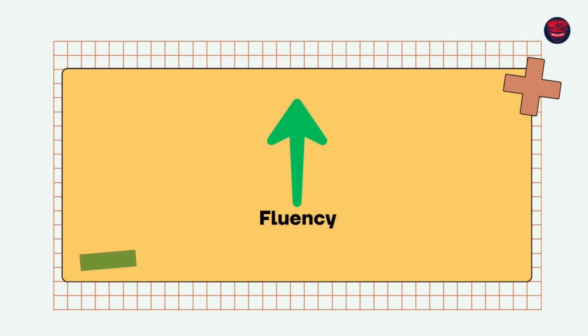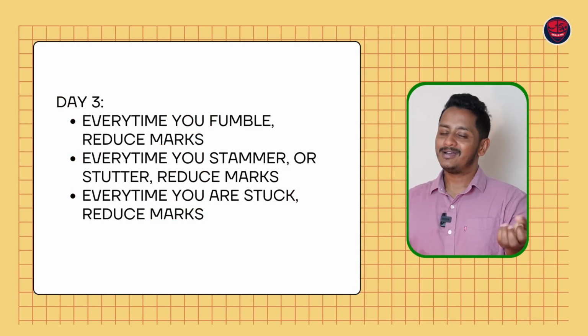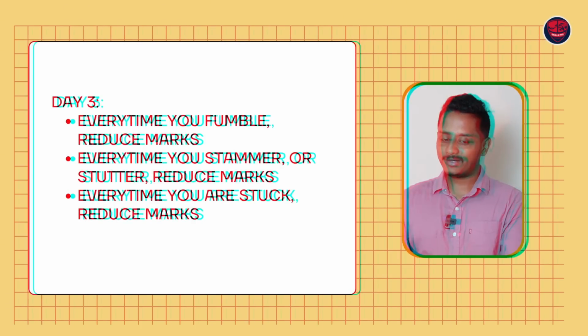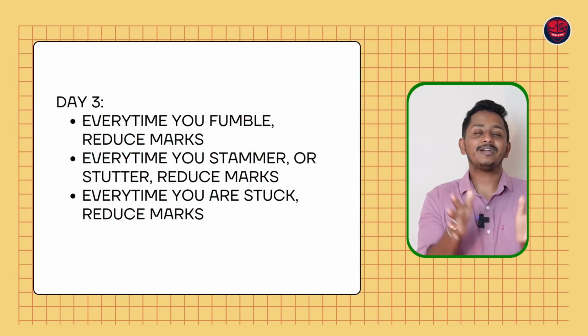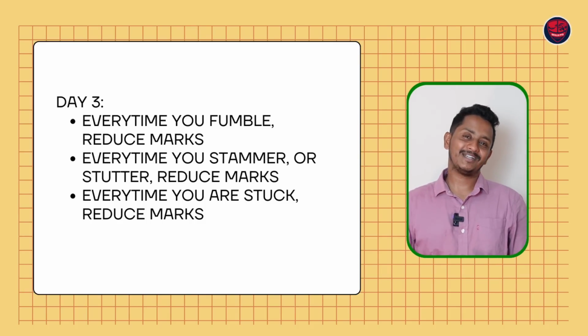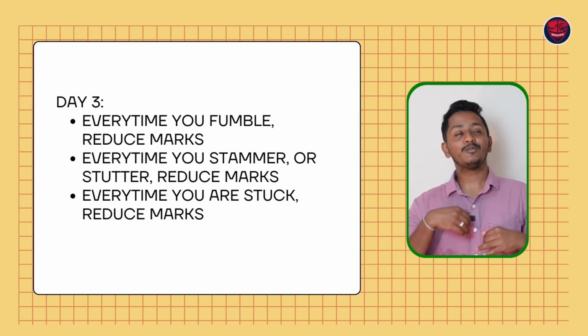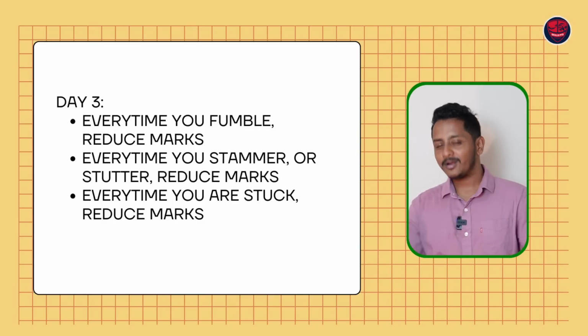Take an image, start practicing. Probably you can record. Listen to it again, and you will know what mistakes you've made. Content-wise, no mistakes. Even if you speak something wrong by mistake, it is okay. It is the fluency, the fluency, the fluency. I have not written grammar, pronunciation, or content. All I have written is, every time you fumble, reduce marks. Every time you stammer or stutter, reduce marks. Every time you're stuck, reduce marks. If you give wrong content by mistake, don't reduce marks.